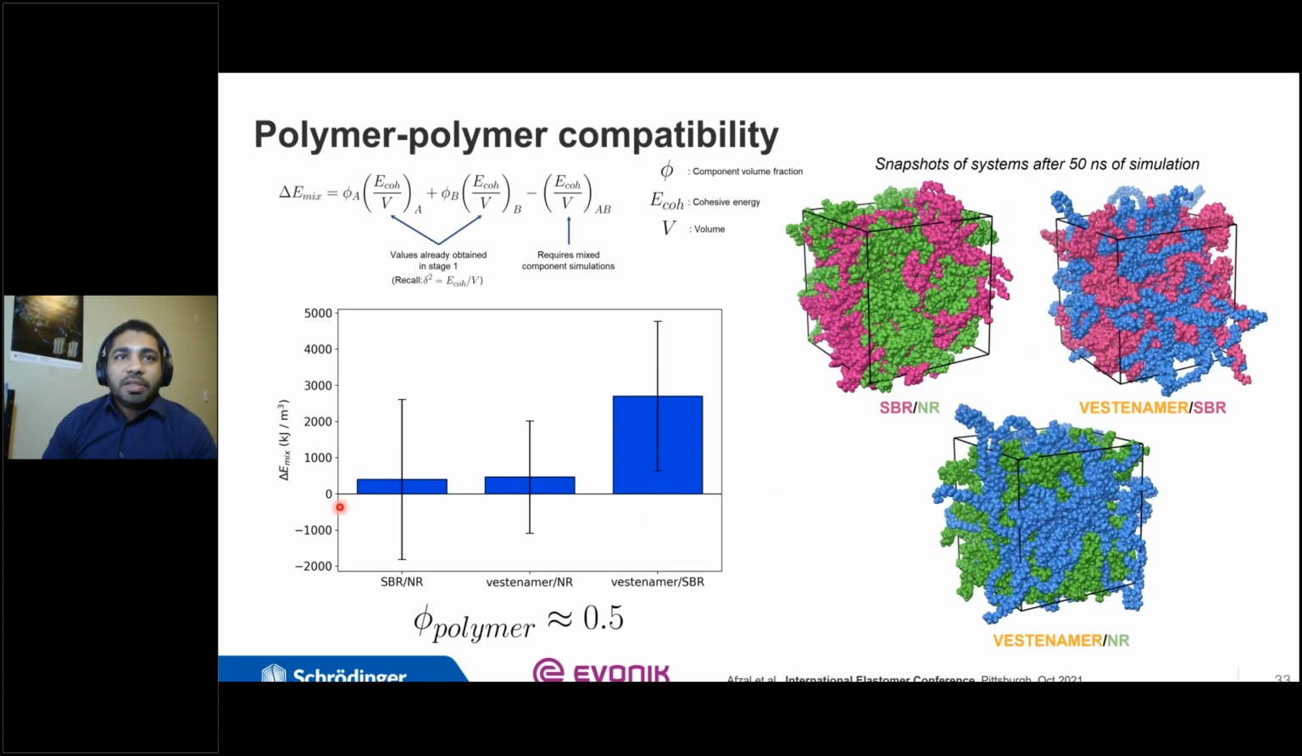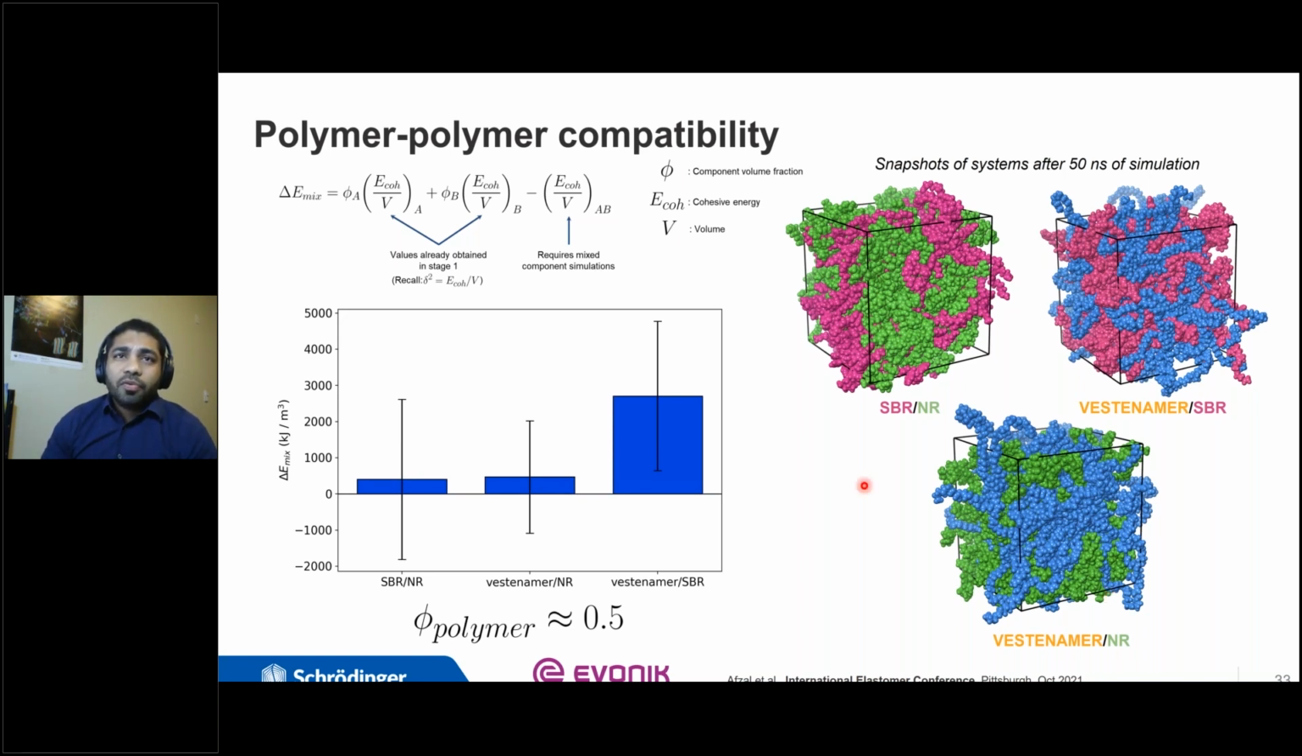Looking at the energy of mixing, we can see that because the energies are positive here, it's not favorable to mix any of those two polymers. So when we mix these polymers, most likely we will see a multi-phase existence of these systems. And this has also been seen from the simulation cells that we see here.